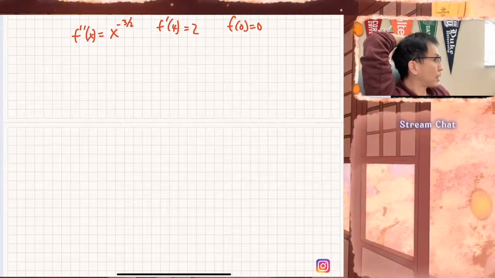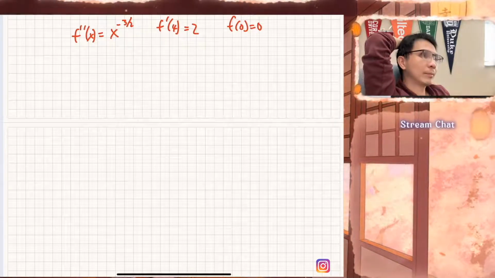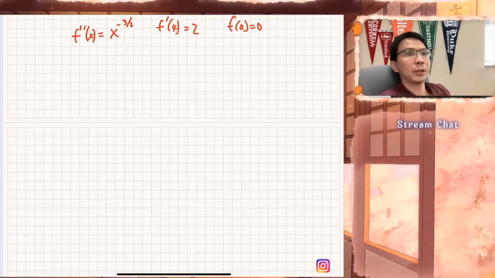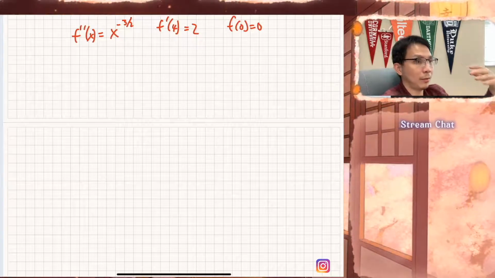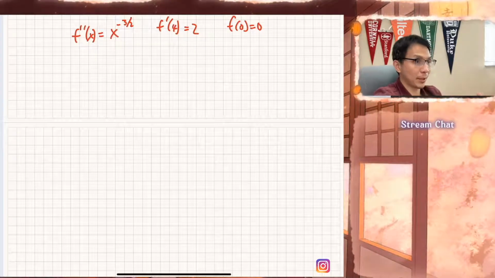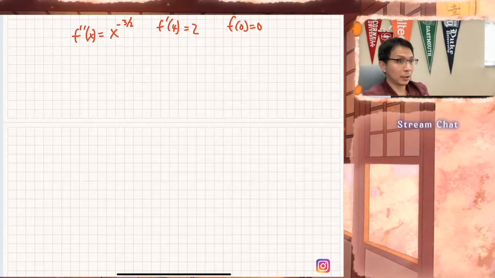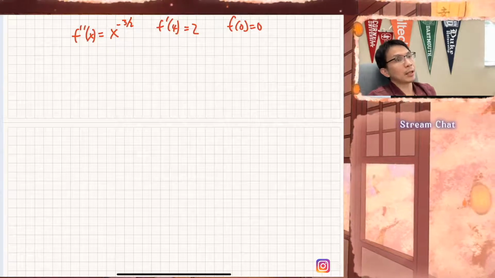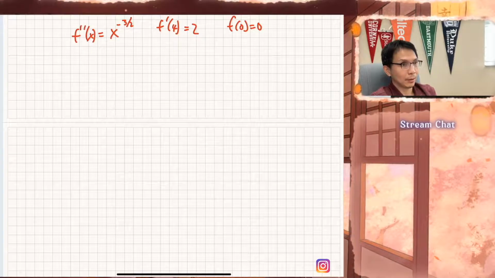Did you guys finish your second one? What do you do after you find the c? For a second derivative, right, if you take the integral, you'll get a first derivative plus c. Using the correct initial condition, find out the value of that c. And then you can integrate again based on that number.